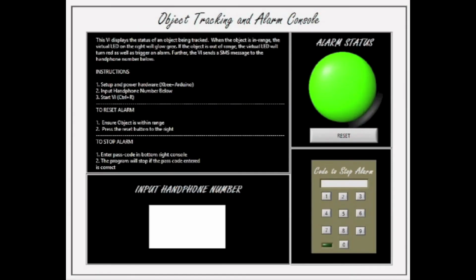Now let us start our discussion by looking at the front panel of the alarm control VI. The front panel consists of 4 sub-panels: sub-panel 1, sub-panel 2, sub-panel 3, and sub-panel 4. In the first sub-panel, we lay down the instructions on how to get the alarm control system running. So let's follow these instructions. We first set up and power the hardware, which consists of the ZigBees and the Arduino. Then we input the hand phone number in the second sub-panel.